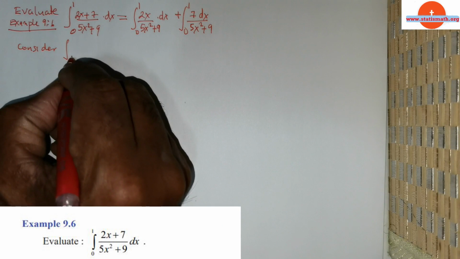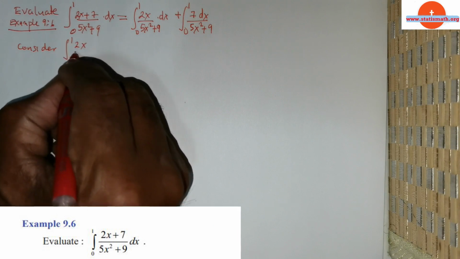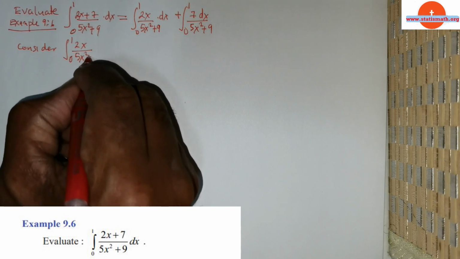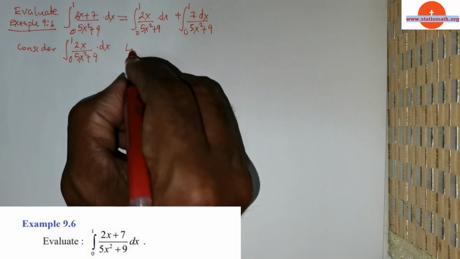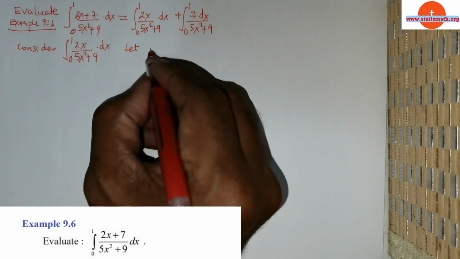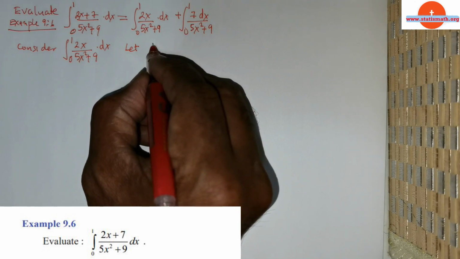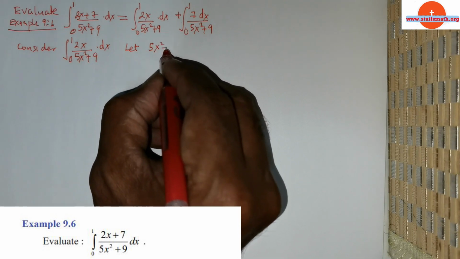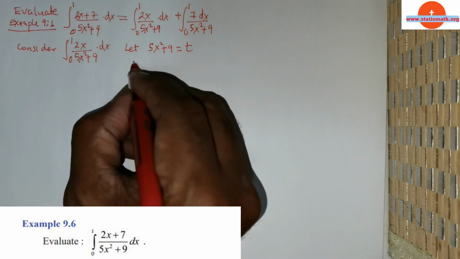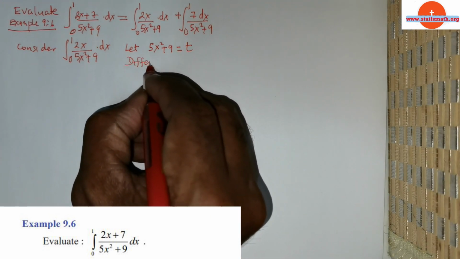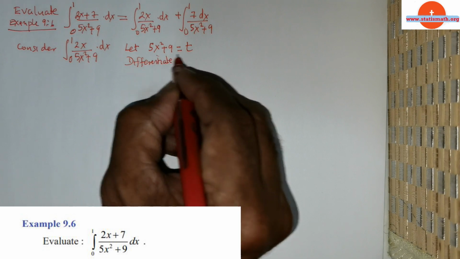Consider the integral from 0 to 1 of 2x divided by (5x² + 9) dx. Now, what I'm going to do is use the substitution method. So, let 5x² + 9 be equal to, say, t. I differentiate both sides.